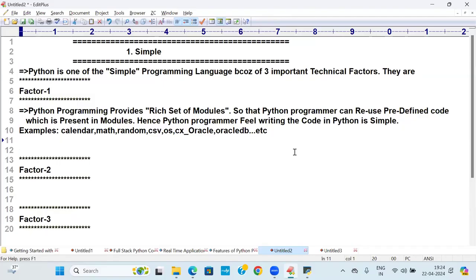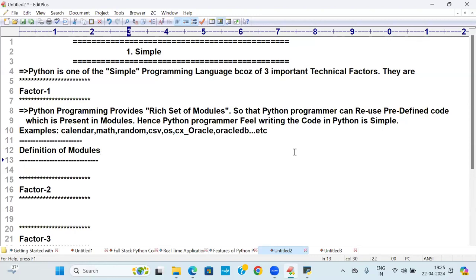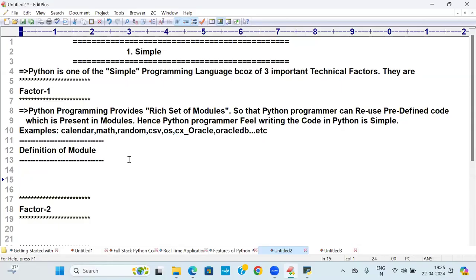Now, students, I want to tell you here the definition of module. Here you need to remember this. What is the definition of module? I want to tell you. As a part of my code, I want to tell you the definition of module here. See how beautiful it is.